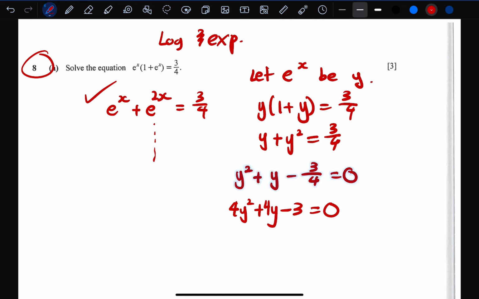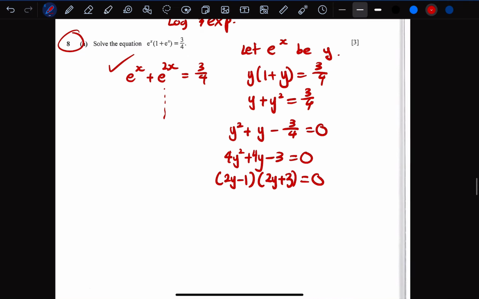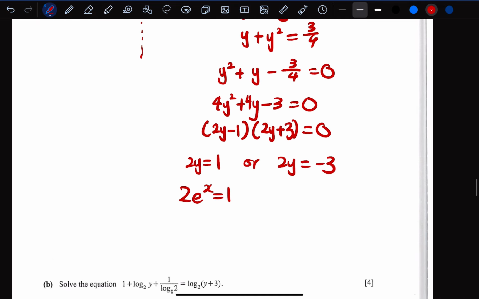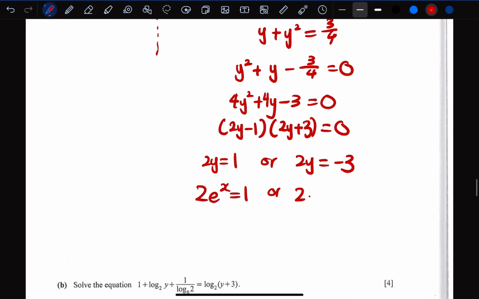Afterwards, you just need to factorize this. Minus 3, which you will get 2y minus 1, 2y plus 3 equals to 0. Of which you will get 2y equals to 1 or 2y is equals to negative 3. Whereby your 2y is also known as 2e to the power of x equals to 1 or 2e to the power of x equals to negative 3.